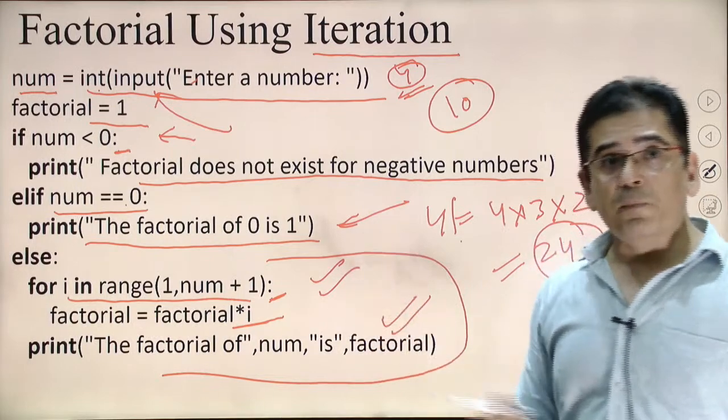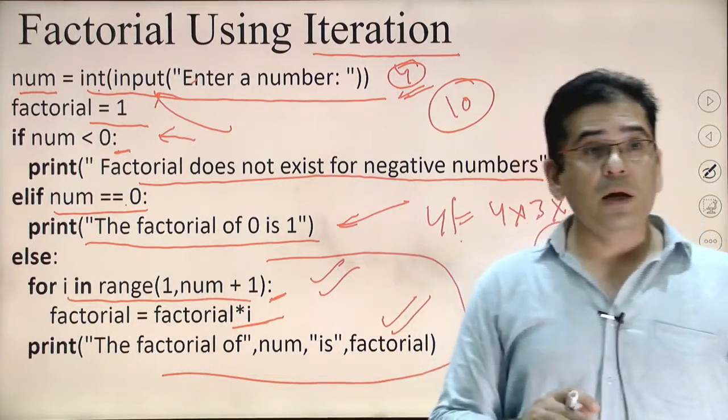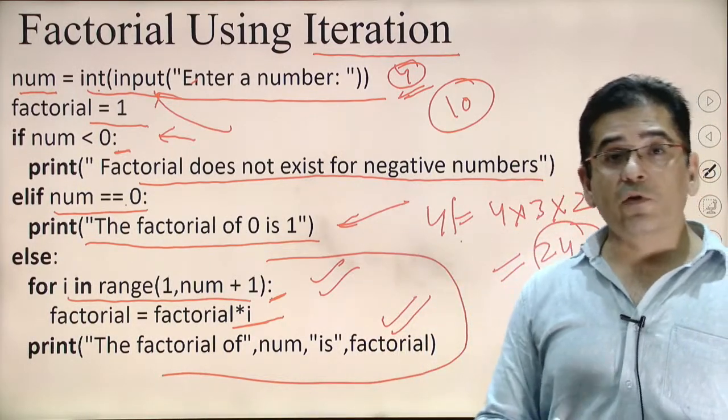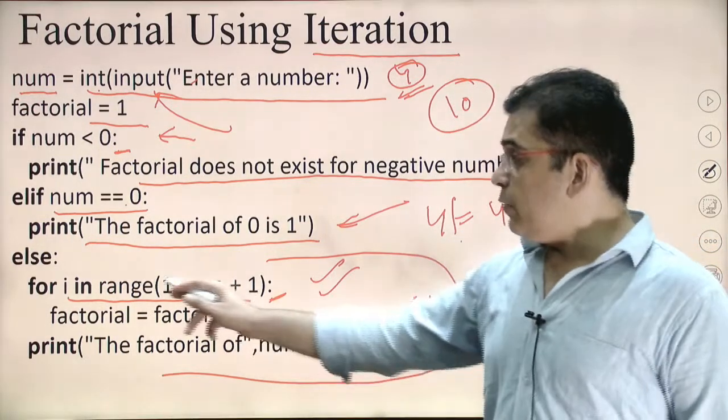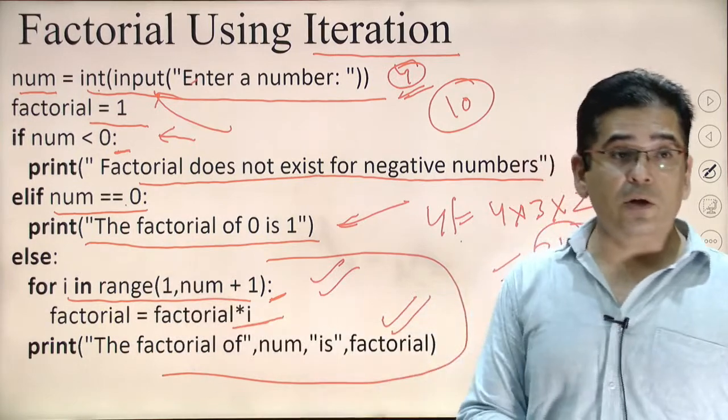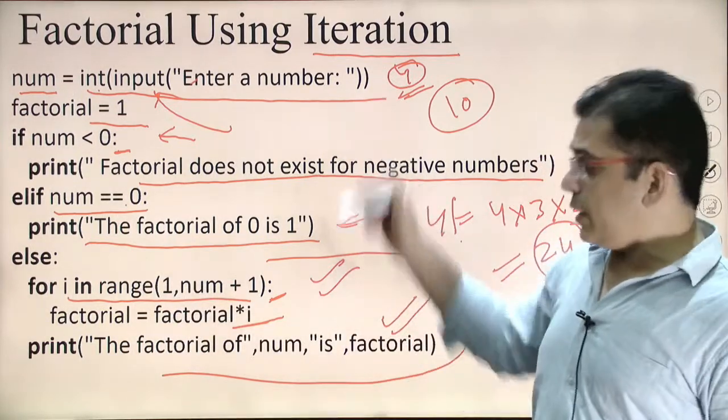So this is a simple factorial program. Here recursion is not used. I have not defined any function which is calling itself again and again. Simply the for loop is used to find the value of factorial. That is why it is called iteration.